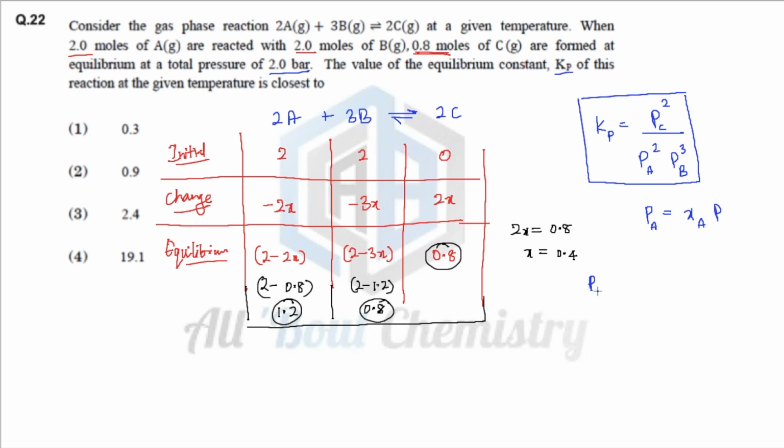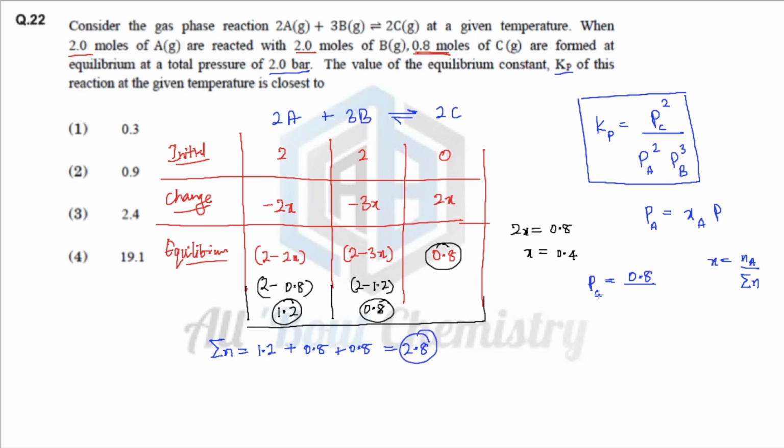So if I have to calculate partial pressure of C, that can be calculated by number of moles of C, that is 0.8, divided by total number of moles. Mole fraction is equal to number of moles of A divided by total number of moles. So the total number of moles is going to be 1.2 for A, plus 0.8 for B, plus 0.8 for C. So total number of moles will come out 2.8, right?